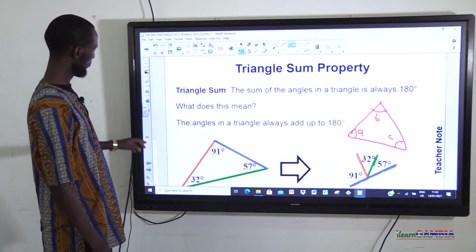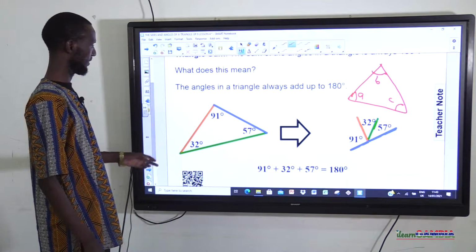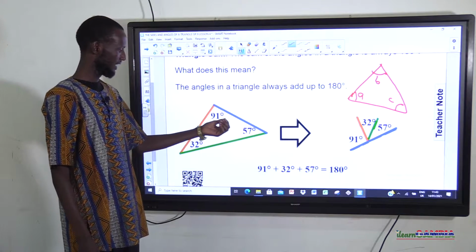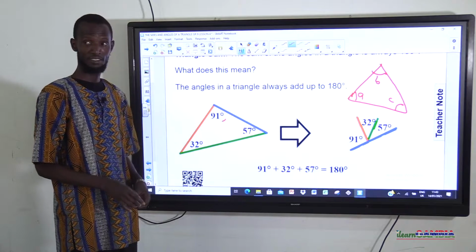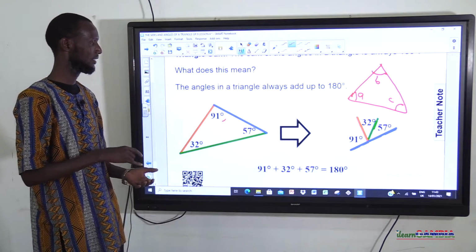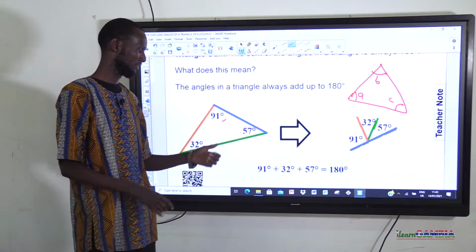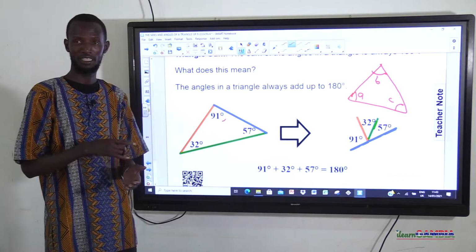So, you can see here, if you add up 32, 91, and 57 degrees, that should give you 180 degrees.